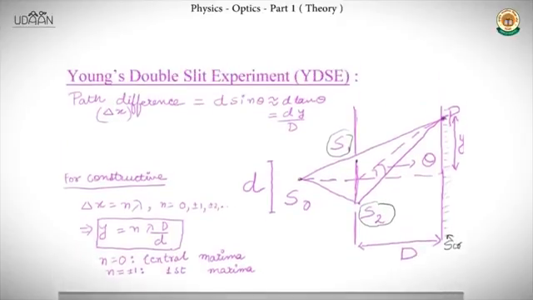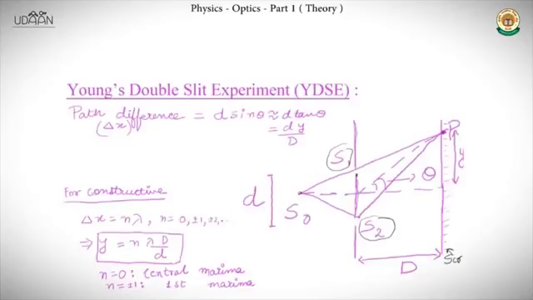Now, for constructive interference, we know that the path difference should be an integral multiple of lambda. So from this we get, for constructive interference, the points are n lambda D by d, where n can be 0, plus minus 1, plus minus 2, or anything, where capital D denotes the distance of the screen and small d denotes the distance between the slits. n equal to 0, which is this point which I have denoted as O, is called the central maxima, and n equal to plus 1 is called the first maxima, and the series goes on.